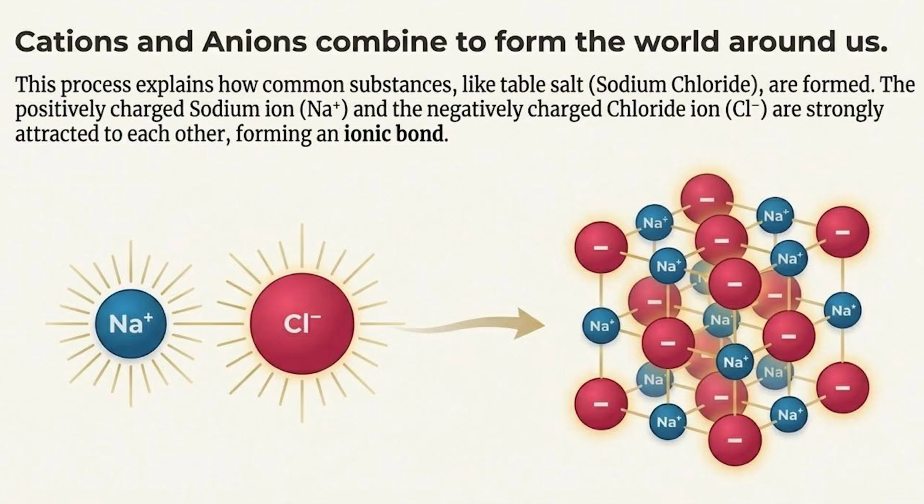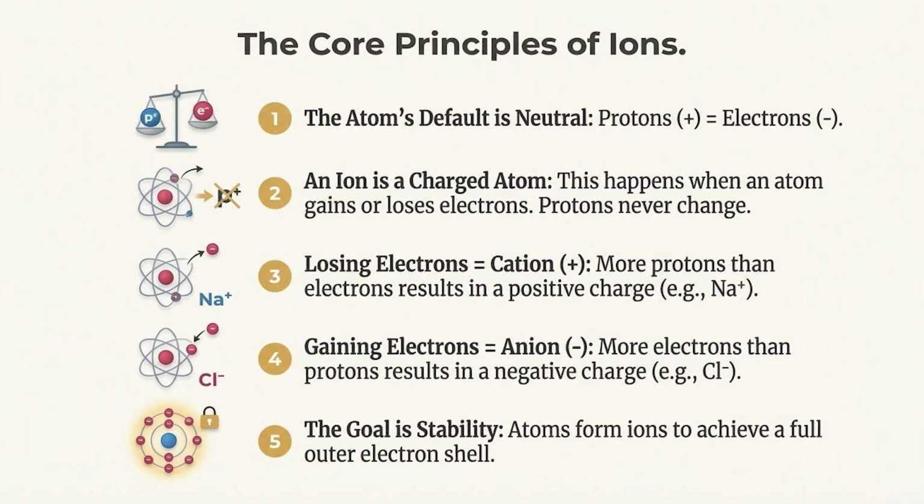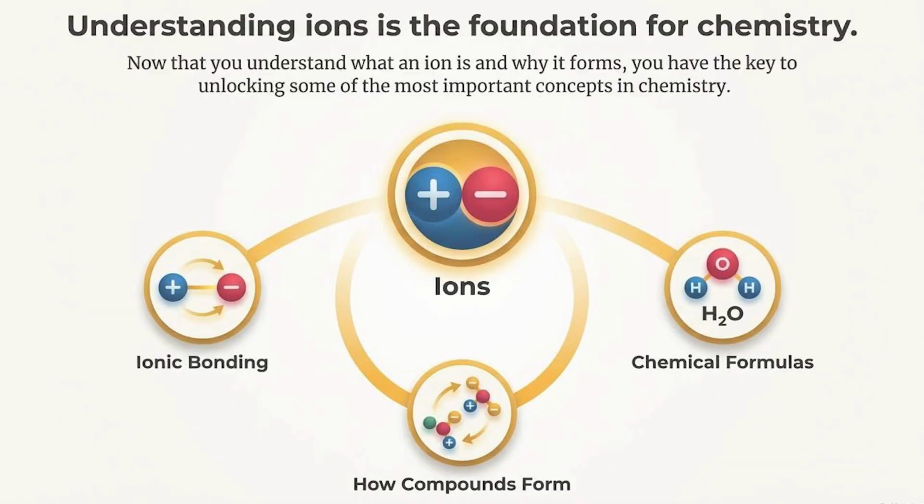Let's recap. 1. Atoms are neutral when protons equal electrons. 2. Ions are atoms with a charge. 3. Losing electrons creates a positive cation. 4. Gaining electrons creates a negative anion. 5. Ions form to reach stability. Understanding ions is the first step toward mastering chemistry.